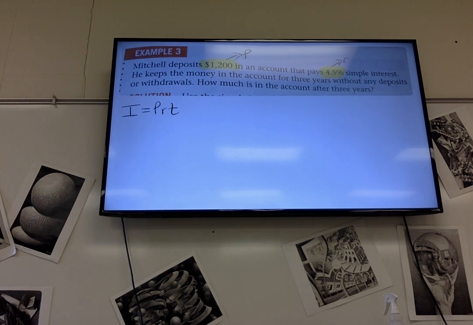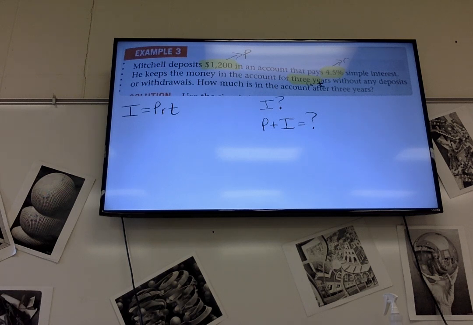He keeps the money in the account for 3 years. So what's that? T, good. You barely see that, but yes. And then we want to know how much is in the account after 3 years. So we want the total balance. So we're going to have to find I, and then we're going to have to add the I back in. So that's what we're trying to find.